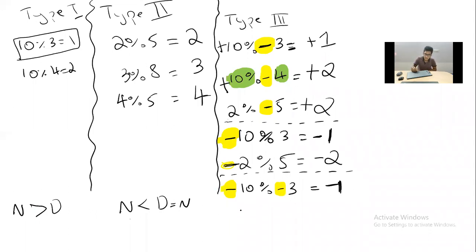So we'll see here the last one, that is minus 2 modulus minus 100.